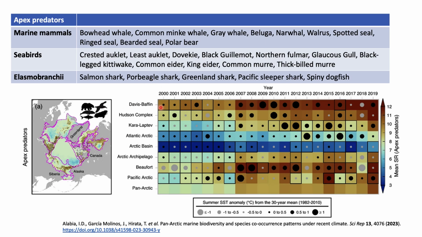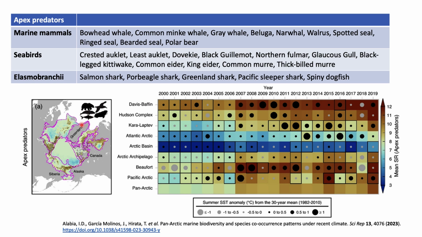So here is a report which talks about the change in apex predators. This table talks about 2 factors. One is the increase in the surface temperature. The other one is the change in the population. So these are the 2 factors given in this particular chart. Let us look at the different apex predators. The first one is the marine mammals, which include bowhead whale, common minke, polar bear, bearded seal, etc. The seabirds are crested auklet, common eider, king eider, etc. And elasmobranchs include salmon shark, Greenland shark, etc. So these are all the various apex predators. The complete list is given here.